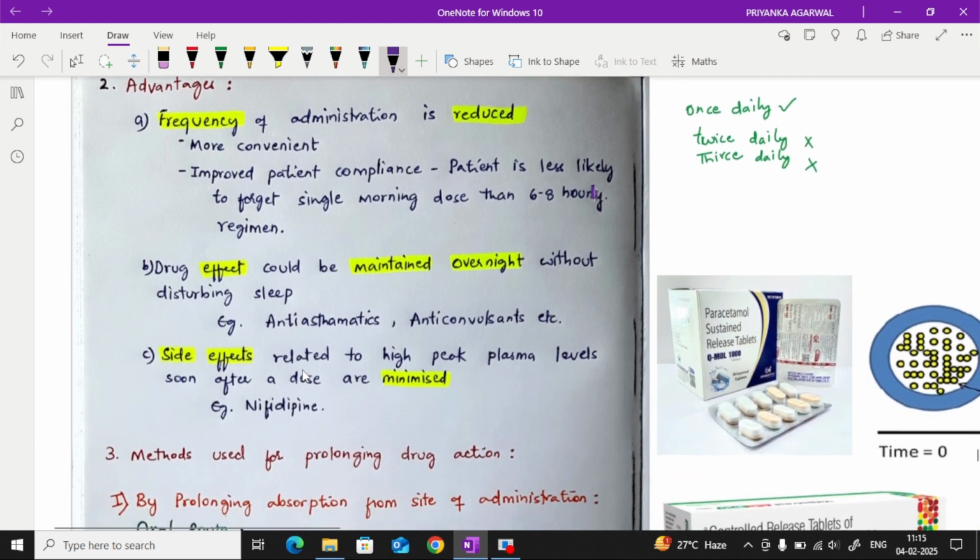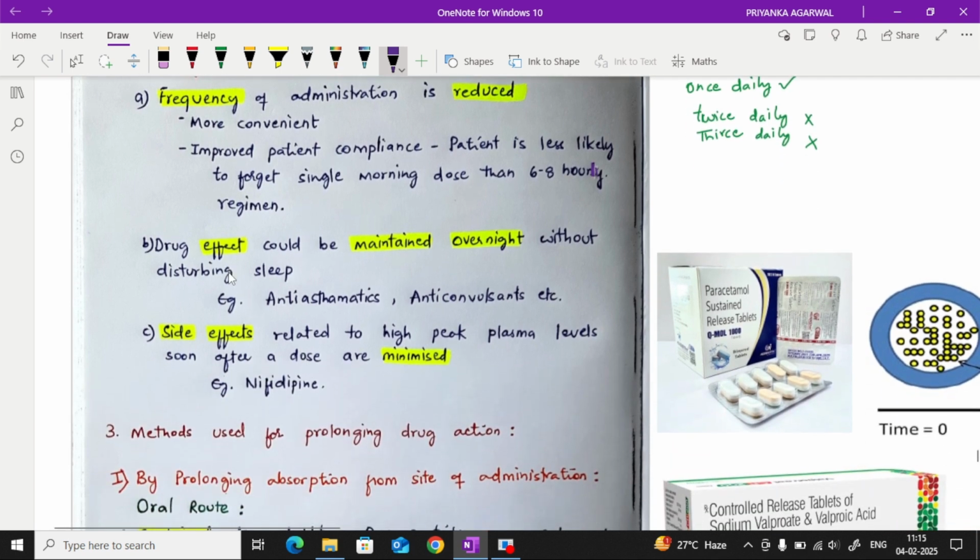Now other advantages. Positive is increasing, negative is decreasing. So drug effect can be maintained overnight without disturbing sleep. There is no need to take the drug in the middle of the night, in examples like anti-asthmatics and anticonvulsants. And the side effects related to high peak plasma levels: because the drug is taken only once, the high fluctuations in plasma levels are not there. So the side effects related to high peak plasma levels soon after a dose are minimized. An example is nifedipine.